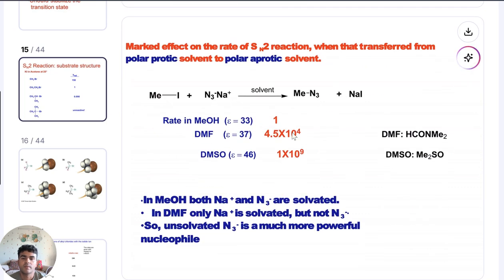You can see this is an example. As the epsilon value increases, then the rate also increases.